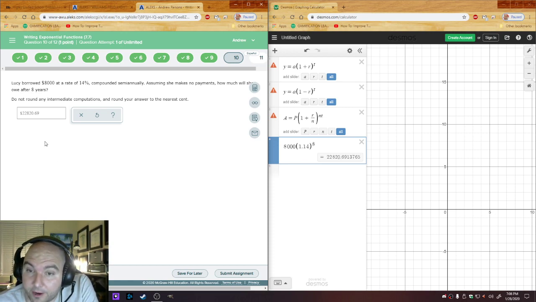Now let's just stop for a second and take a look at that problem. This is real life right here, people. If you borrow $8,000 and they tell you you get 14% interest charge, and you don't pay any of it back for 8 years, you will have to pay back $22,000 instead of 8. So don't do that to yourself ever.